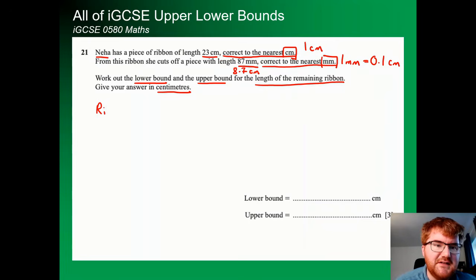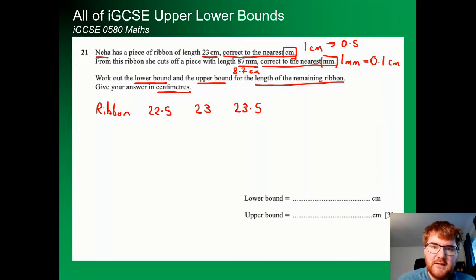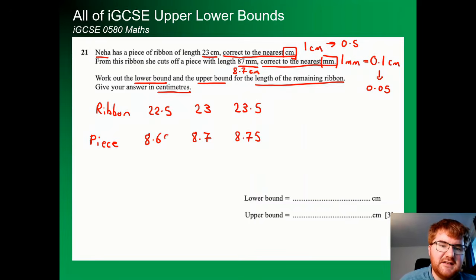So let's start with the actual ribbon itself. So let's do upper and lower bound here. This is 23. Half of 1 centimetre is 0.5. So our upper bound will be 23.5. Lower bound will be 22.5. Again, we're adding and subtracting 0.5. And then we've got the piece of ribbon cut off. Now half of 0.1, that's 0.05. So we've got 8.7 in the middle. Again, same units. That's important. And then we're adding 0.05, so 8.75, and then 8.65.